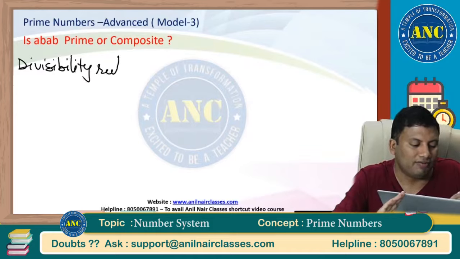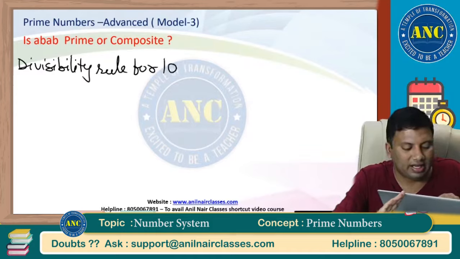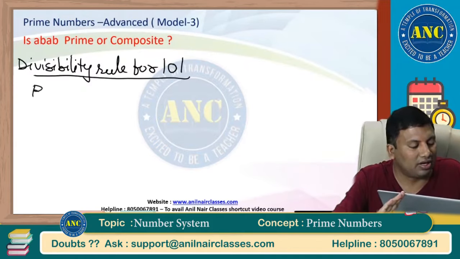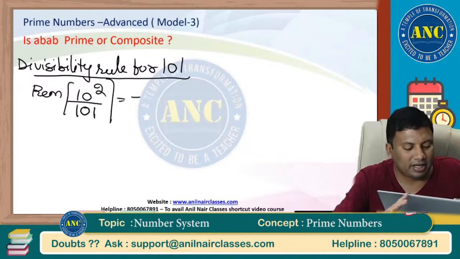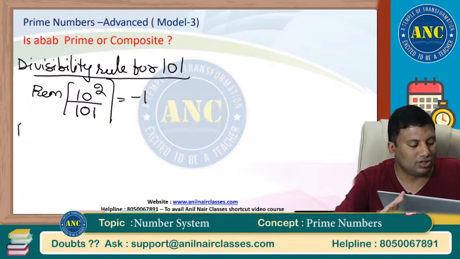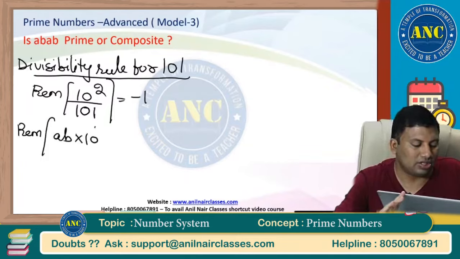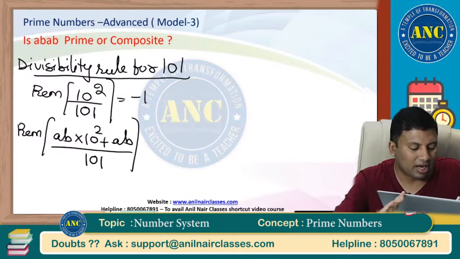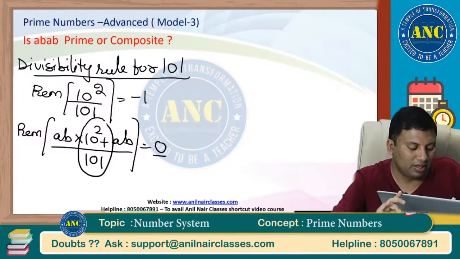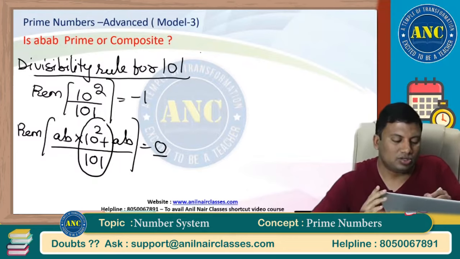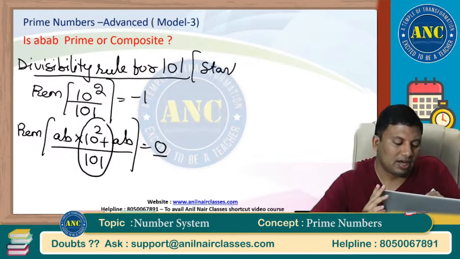Divisibility rule for 101. The remainder of 10 square divided by 101: 100 divided by 101 gives minus 1. So these are nothing but AB into 10 square plus AB divided by 101. 100 divided by 101 gives minus 1. Minus AB plus AB, what is the remainder? 0.